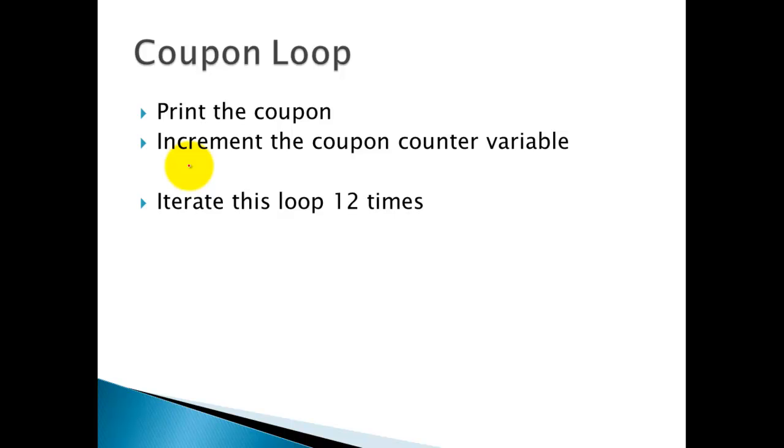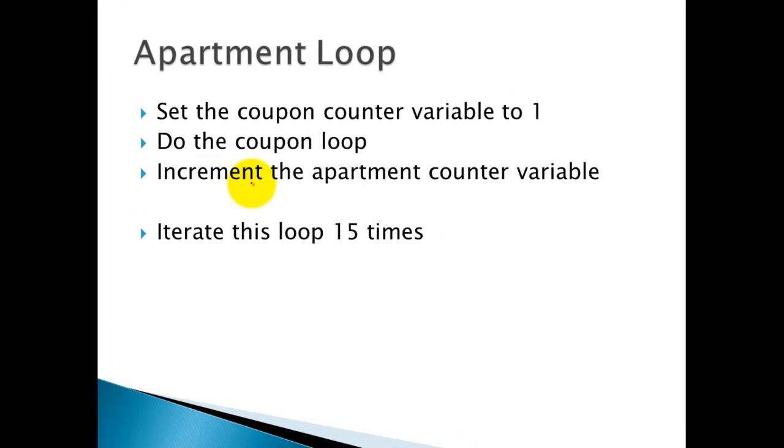You might have a header that says this is the payment coupon for Mr. Roper's apartment. You'll have print statements that print the building number, the apartment number, and the monthly payment number. Now that could be one print statement with multiple string literals and variables. Of course you're going to iterate this loop 12 times because you want 12 payment coupons. The next loop, the apartment loop.